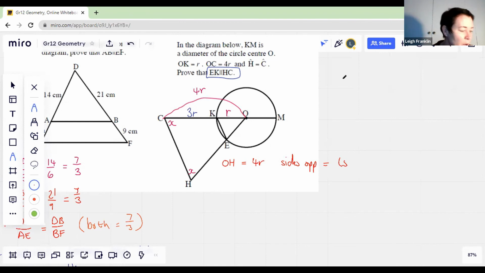All right. Now, remember, we do not know that the lines are parallel. So what we need to do is show in two separate calculations that OK over KC is the same as OE over EH in order to prove that KE is parallel to CH. So now I'm going to do the first one. Let's try this like this. I'm going to say that OC over OK is 4R over R. So OC over OK is equal to what?